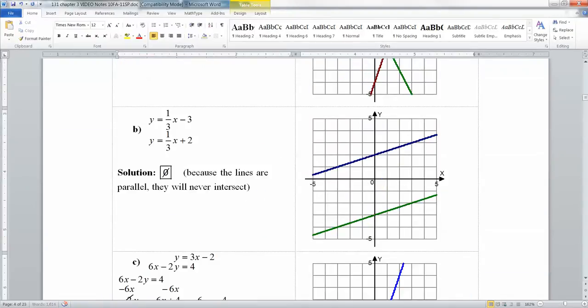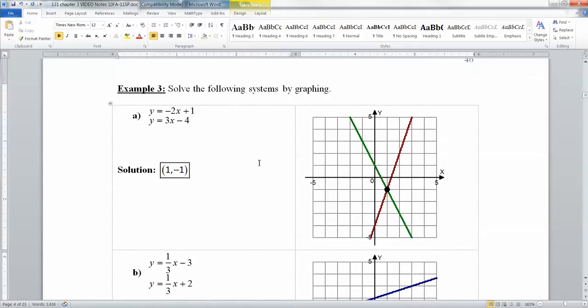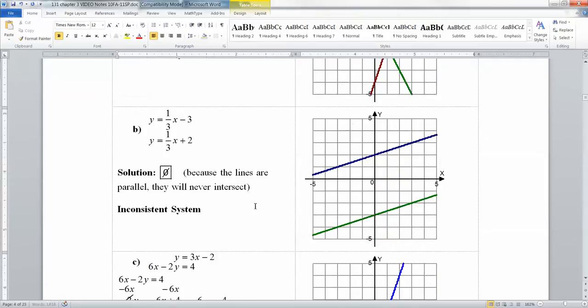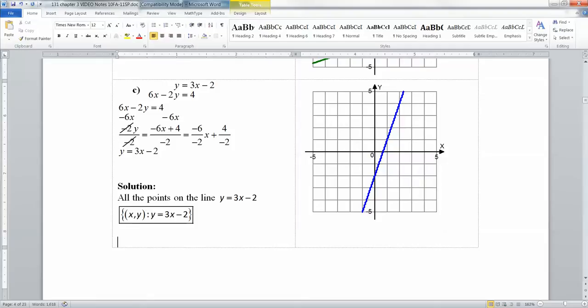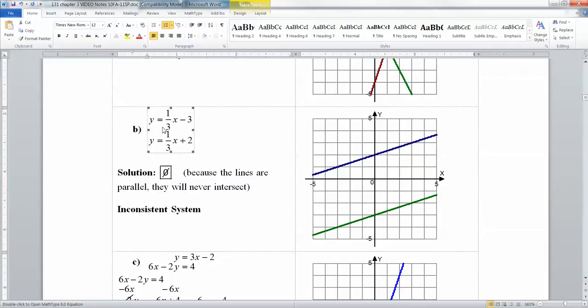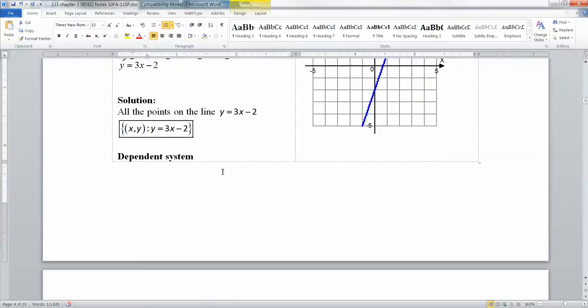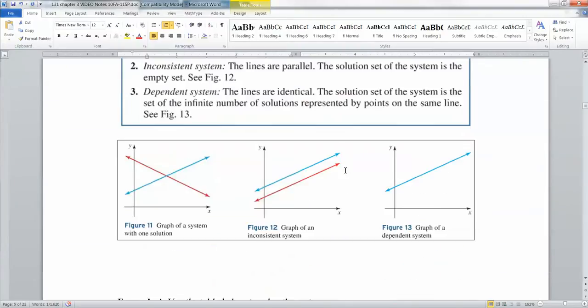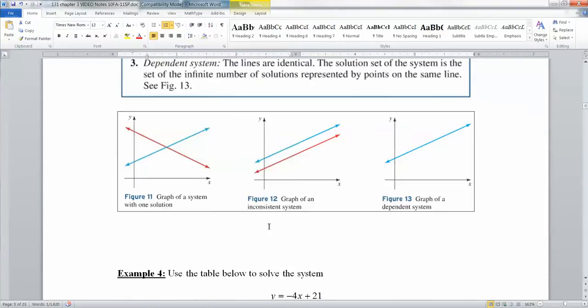So this is an inconsistent system. This is a one solution system, using the terminology from this book. And this one is a dependent system. System meaning two equations. This little thing originally that I gave you has two equations in it, right there. Two equations. When you do that with two lines, you're either going to have one, none, or lots, infinitely many.